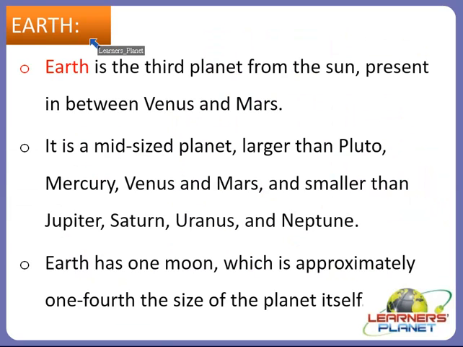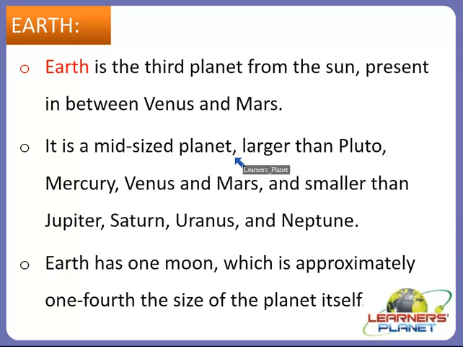Right. So what is actually Earth? Which type of planet is it? What kind of temperature is there on Earth? How much temperature is there on Earth? And which number of planet is it from the Sun in the solar system? Right. So it is actually the third planet from the Sun, present in between Venus and Mars.